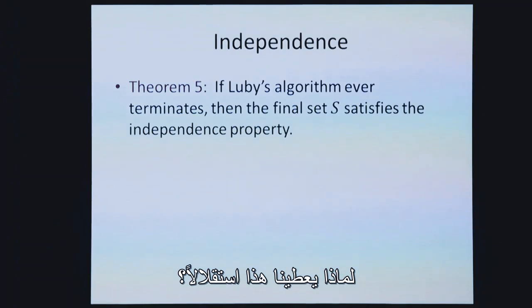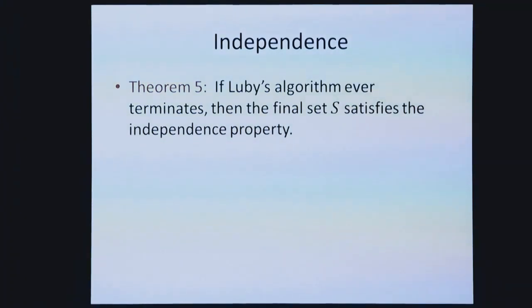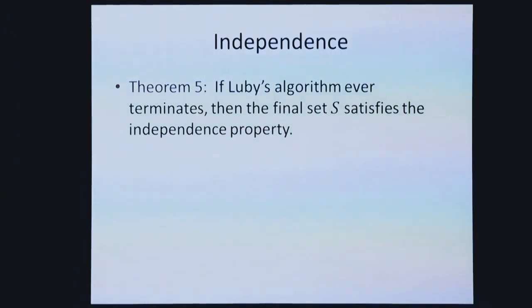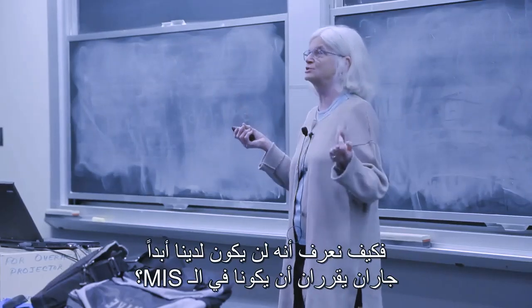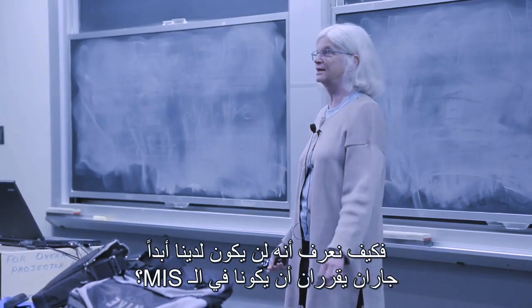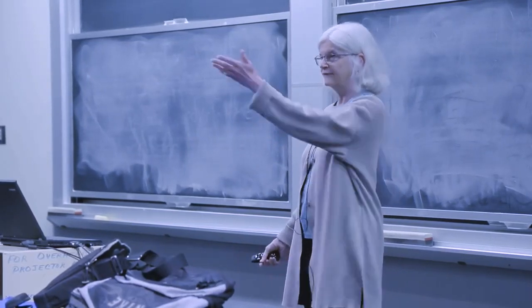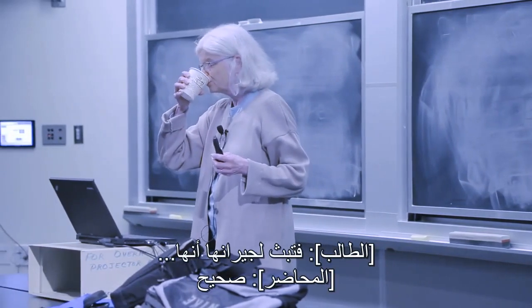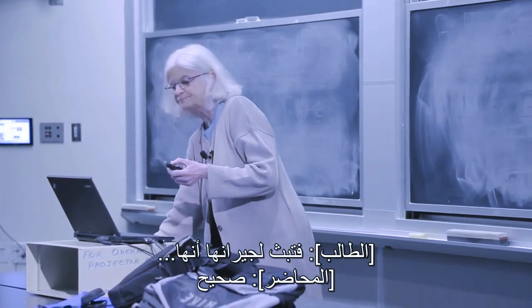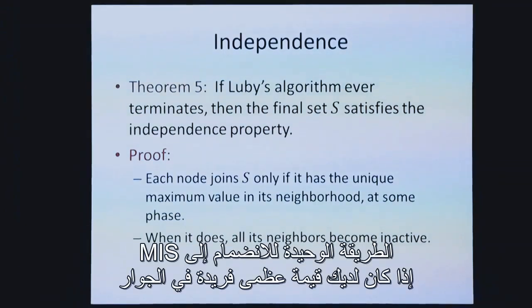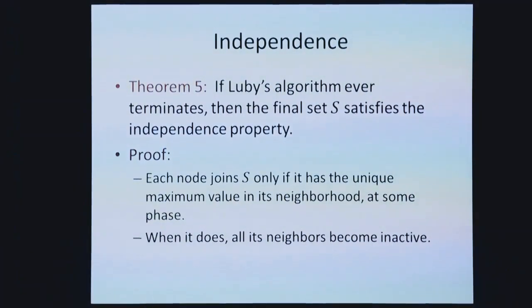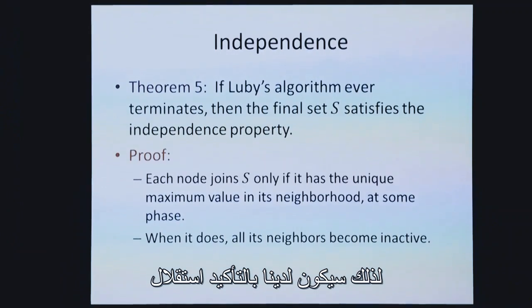Okay, so why does this give you independence? How do we know that if this ever terminates, if everybody decides, how do we know that we don't ever have 2 neighbors that decided to be in the MIS? Right. The only way you join the MIS is if you have the unique maximum value in your neighborhood, and when you do, all your neighbors become inactive. So you're certainly going to have independence.